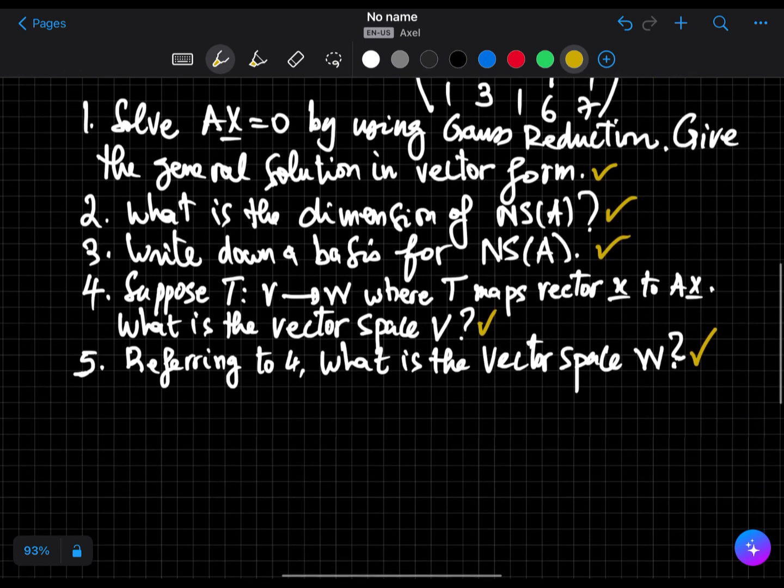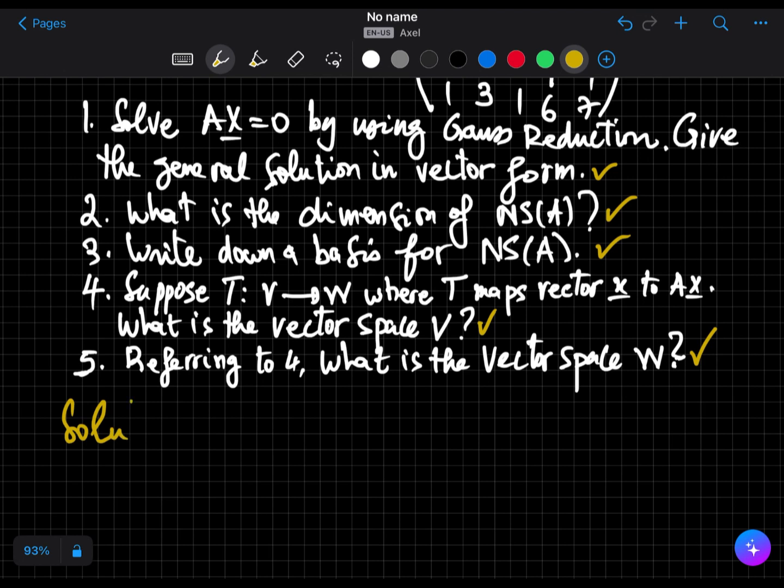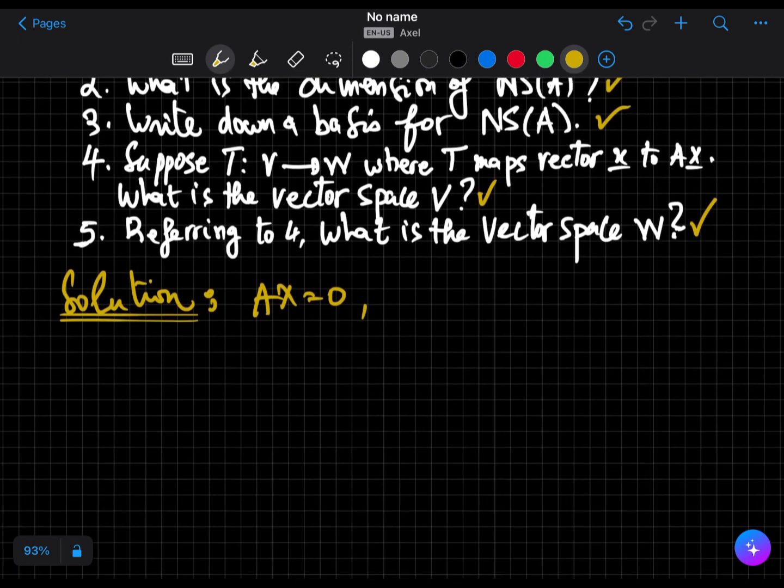Now, to solve this question, the first question is to solve Ax equals 0, right? And to put the answer in a vector form. So let's write the augmented matrix and apply Gauss reduction. So we have this.